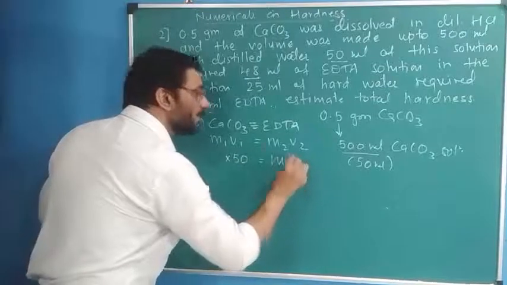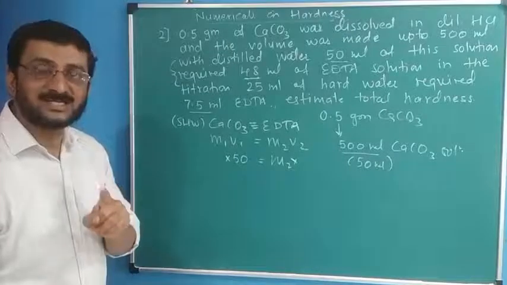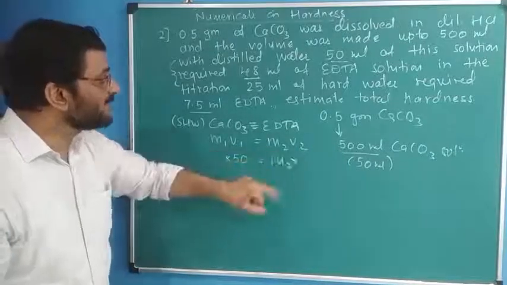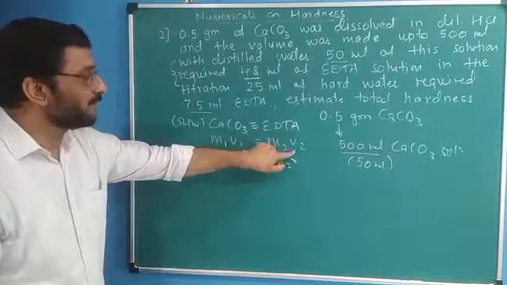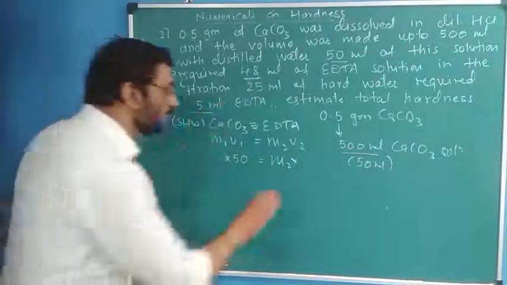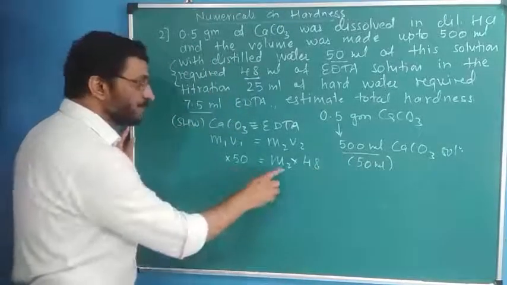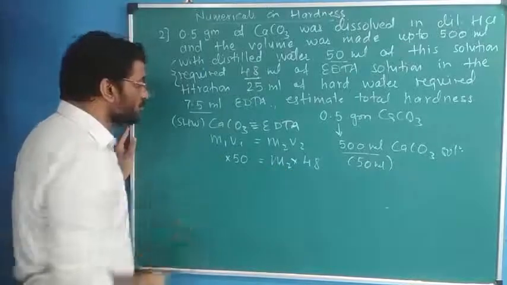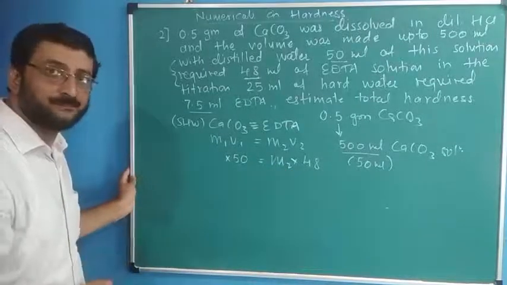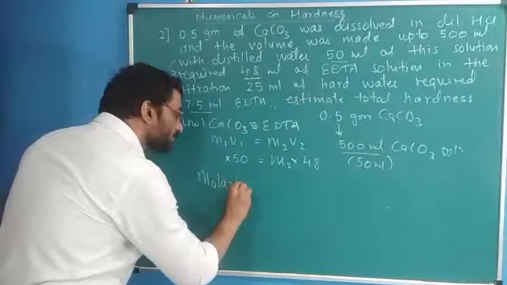M2 we are going to find out. Molarity of EDTA, the concentration of EDTA, we are finding out. So M2 as it is, and V2 is the volume of EDTA. How much is required? 48 ml is required. Okay. So V1 is given. This you have to find out. V2 is also given. M1 is not given.